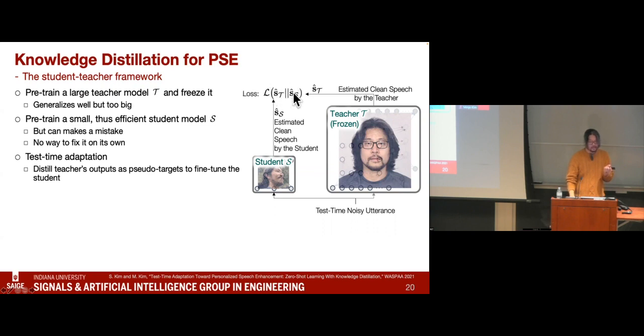So then you can compute the loss, and then from the loss, you can do the fine tuning of your student model, hoping that your teacher is always right. If your teacher is always right, which is the assumption here, the loss from the teacher is always smaller than the loss from the student model.